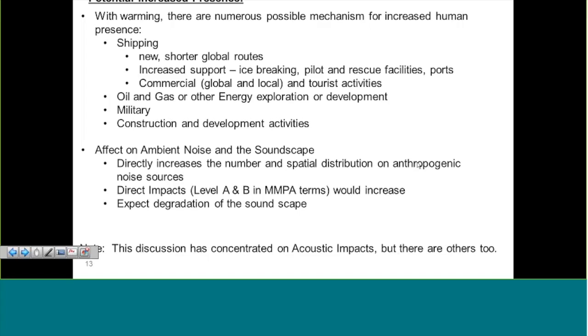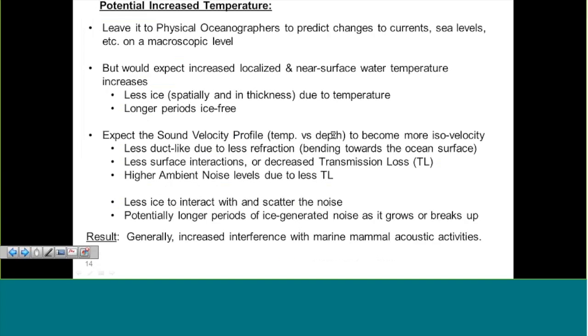But you can have direct impacts from all of these extra sources, but then there are also considerations that go into behavioral changes, chronic and cumulative effects on animals because of the sounds that are there. And you would expect that in general, the increased presence would degrade the soundscape that exists there. Okay. From the acoustic point of view, we'll leave those macroscopic things to the physical oceanographers and their predictive models.